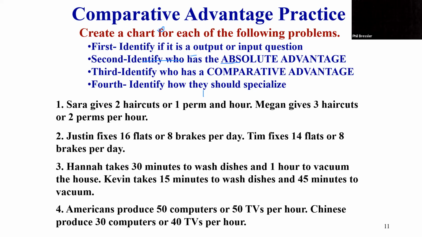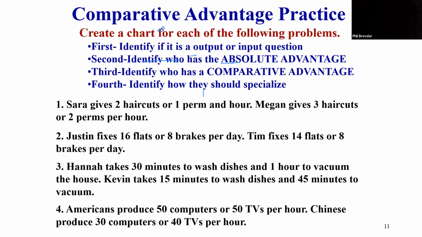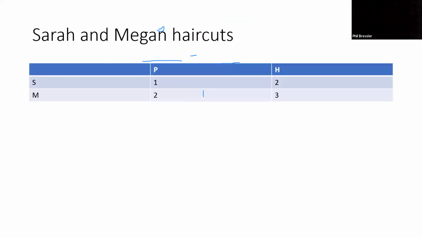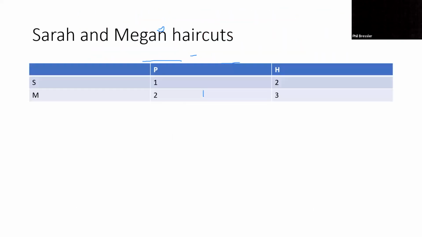And these are the 4 scenarios. Now, let me just help you set up the chart for the first scenario. And then I'll give you guys a couple of minutes to do these on your own. So Sarah and Megan, all right? Perms and haircuts. Sarah gives 2 haircuts or 1 perm. Megan gives 3 haircuts or 2 perms. So there it is, all right?